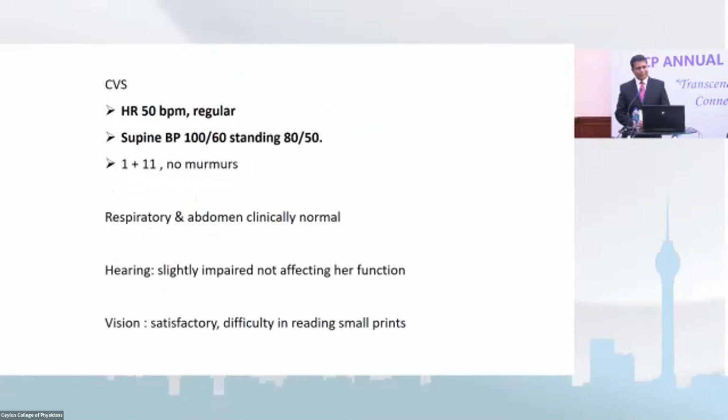On cardiovascular examination, heart rate was 50 and regular. I checked her supine and standing blood pressure: supine was 100/60 and standing was 80/50. She had no murmurs, and the rest of her system examination, respiratory and abdominal, was clinically normal. On hearing assessment with whispering, she said it was slightly impaired but not affecting her function. Vision was satisfactory; mainly she had difficulty reading small print. She was not using any glasses.